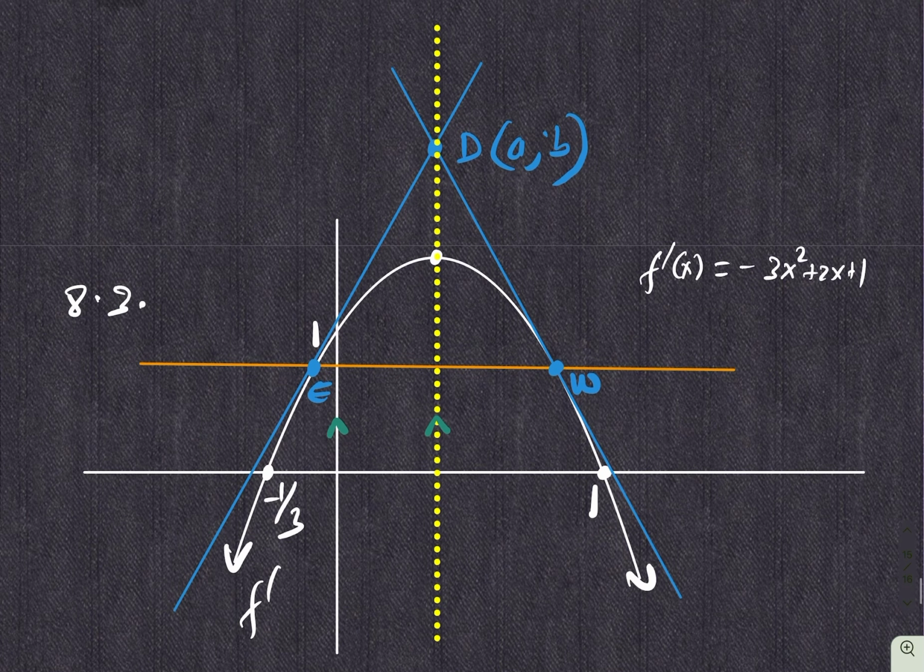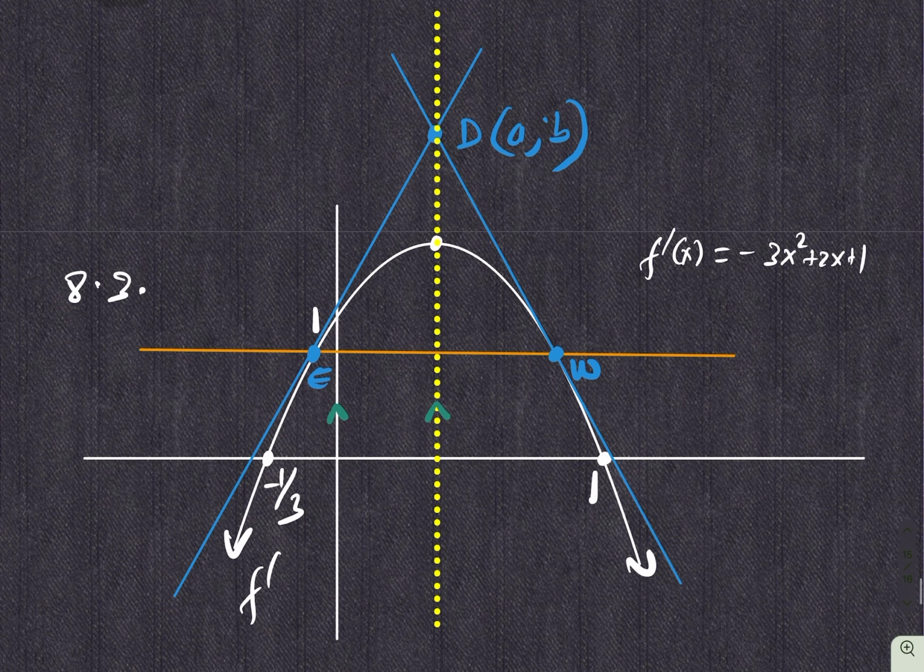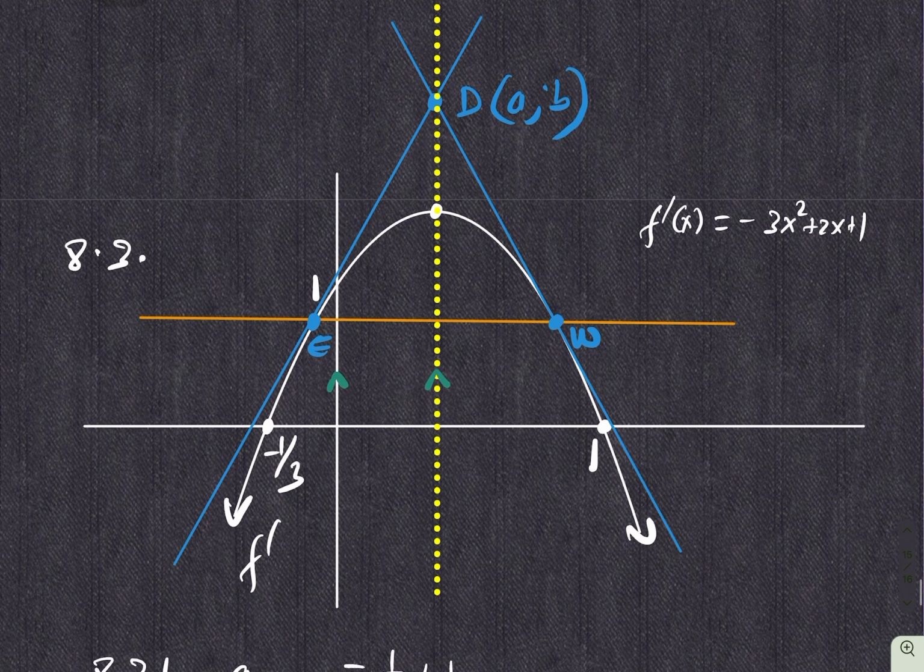Or you can say that this A here means it's A as well at this particular point. So let me just write: this means that F prime at A is equal to negative 3A squared plus 2A plus 1.